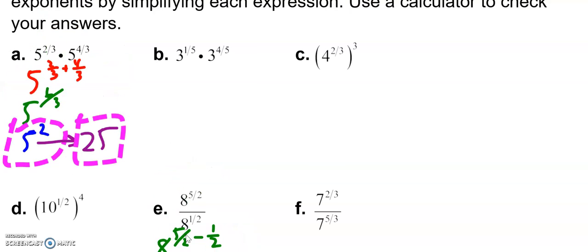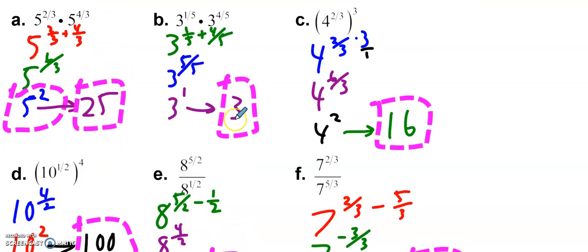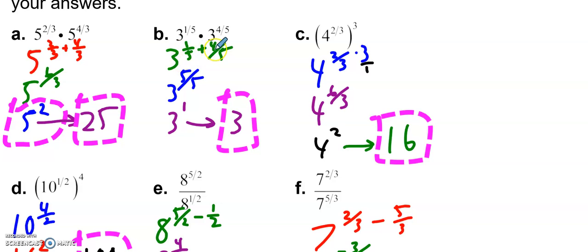Pause the video, unpause when you are ready to discuss those. Okay, so for B, I did 3 to the 1/5 plus 4/5. Again, the denominator is already common, so that's nice. 1 plus 4 is 5, so 3 to the 5/5 is the same as 3 to the first. Anything to the first power is just itself, so that is 3.